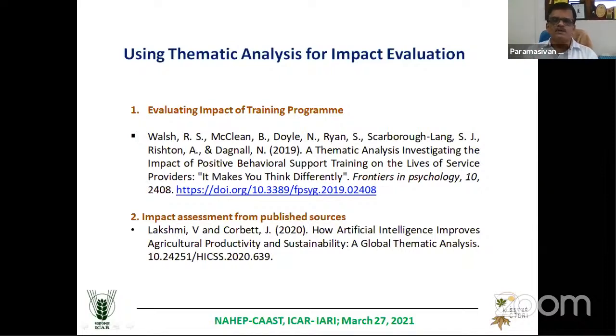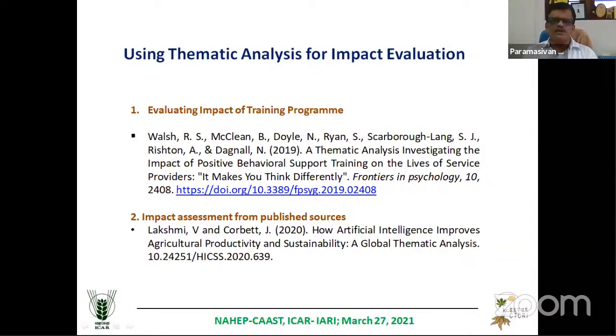This is one paper. The other one is basically a thematic analysis from the published sources. What they have done is look at how artificial intelligence improves agricultural productivity and sustainability. What are all the papers and the news features published on artificial intelligence? They collected them and did the thematic analysis. Please remember, this is also an impact study, but not an impact study where you make a behavioral intervention. This is from the compilation of previously published work, which is focusing exclusively on the impact evaluation.